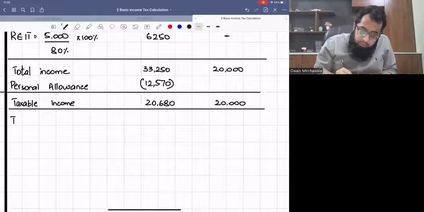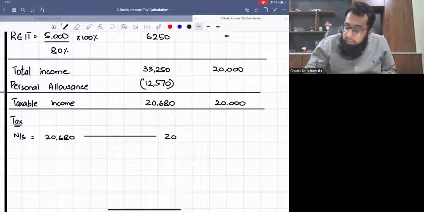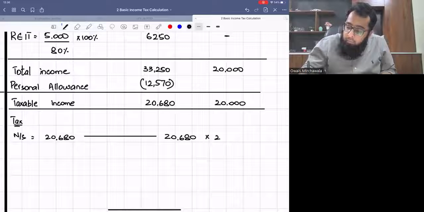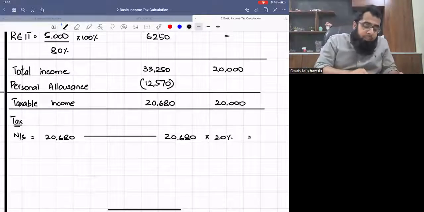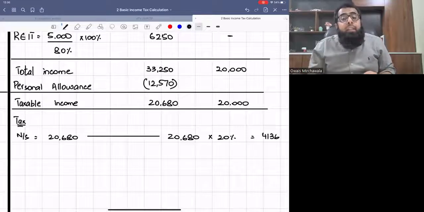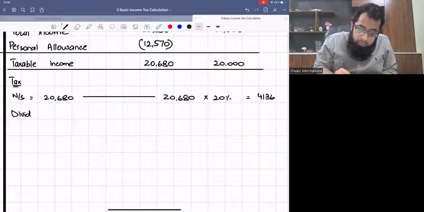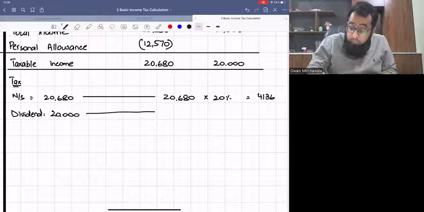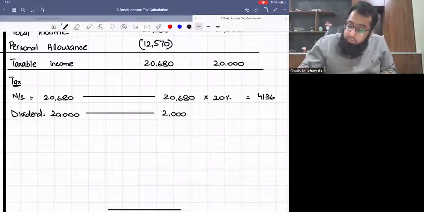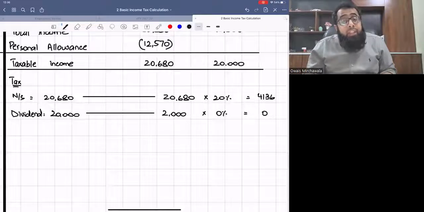Let's apply tax on it. Non-saving income lies in basic rate band, because basic rate band is still 37,700. Then we have dividend income, 20,000. On first 2,000, it is 0%. So it gives 0.